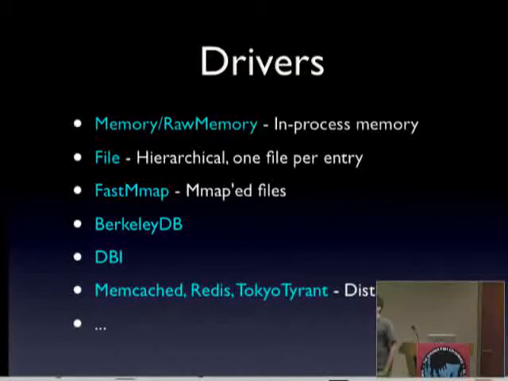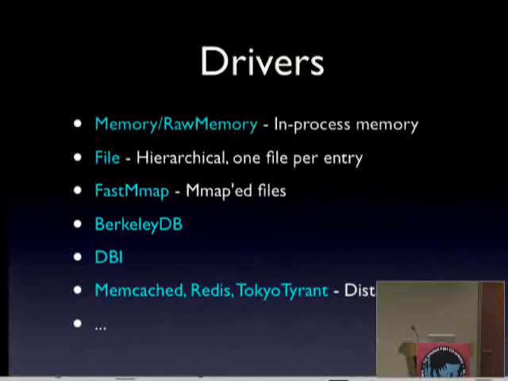So this is just kind of a survey of the drivers that are out there. This is not complete, but these are the ones that I thought of. There's memory and raw memory. The difference is that memory, like every other driver, will actually make a copy of your data before it puts it in the cache, and it'll make a copy when it comes out. Whereas raw memory will actually store raw pointers. Raw memory is obviously faster, but it also kind of goes against the grain.